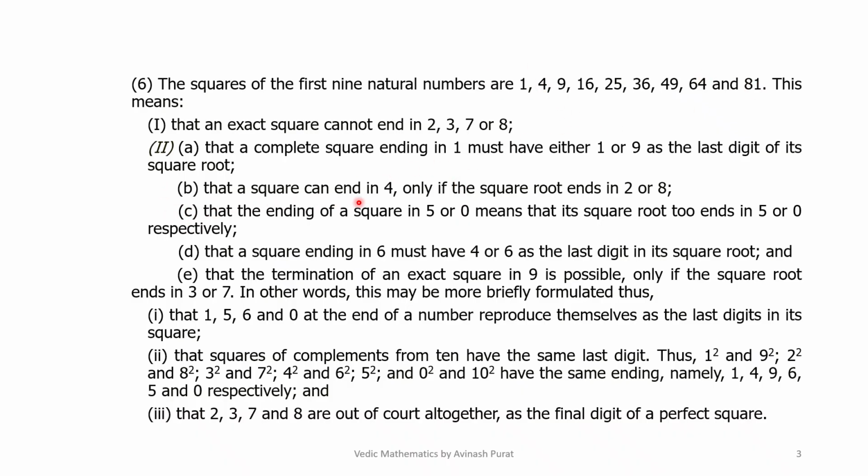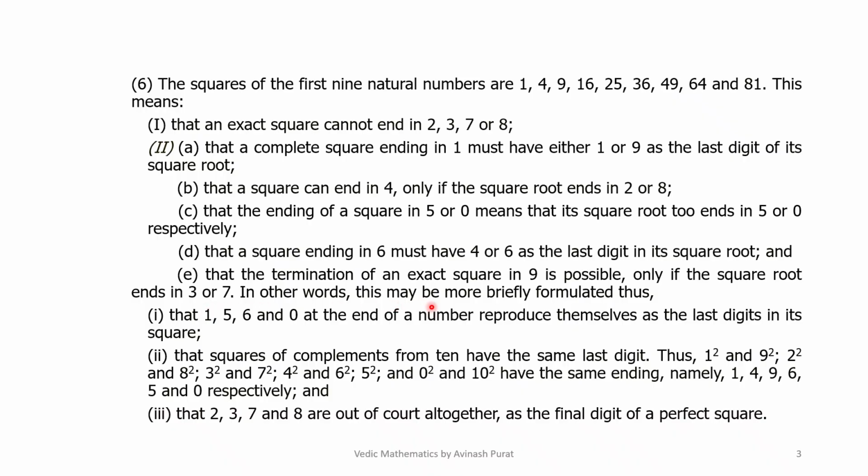That a square can end in 4 only if the square root ends in 2 or 8. That the ending of a square in 5 or 0 means that the square root ends in 5 or 0 respectively. That a square ending in 6 must have 4 or 6 as the last digit in its square root. That a square ending in 9 is possible only if the square root ends in 3 or 7.